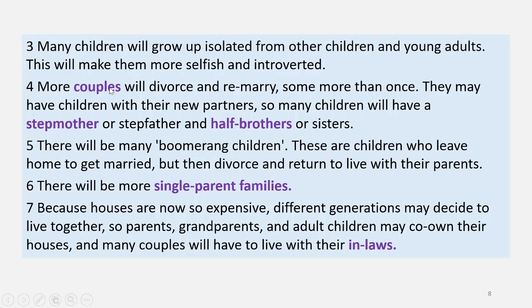Okay. And for prediction number four, more couples will divorce and remarry. Some of them may have children with their new partners. So many children will have a stepmother or stepfather and have brothers or sisters. For question number one, it is happening. It is already happening in some countries. Yeah, I think so. This is already happening in Vietnam, right? So now you can see many young couples easily divorce.